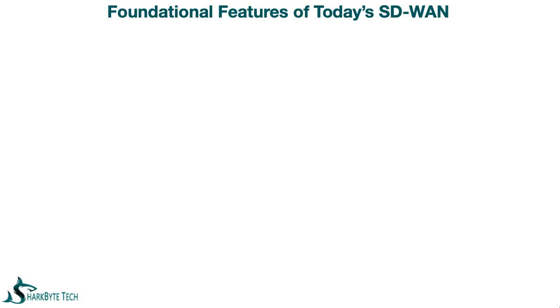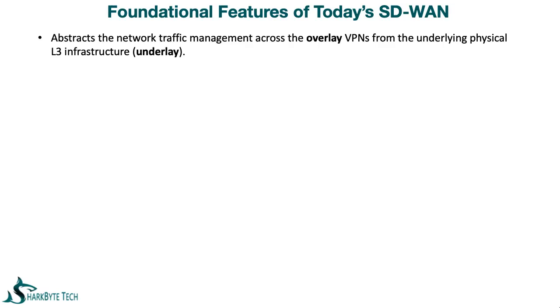Before we move on, let's lay out the fundamental feature set for SD-WAN. It abstracts the network traffic management across the overlay IPsec VPNs from the underlying physical infrastructure known as the underlay. What that means is we can implement any desired WAN topology using IPsec tunnels and even create multiple logical topologies dedicated to each different class of traffic on top of a diverse layer 3 foundation. So each of these logical topologies can be treated as a separate WAN from the perspective of routing and QoS.